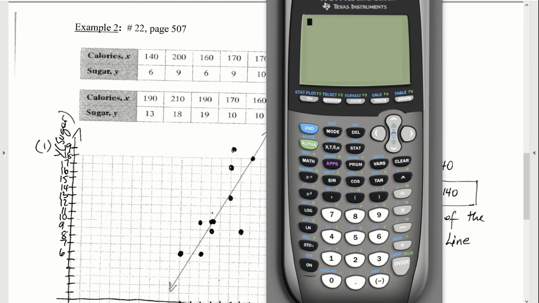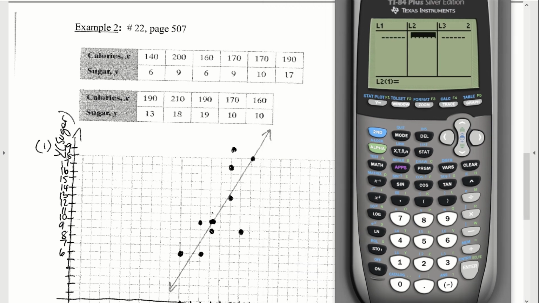So I need to input this new data set. I'm going to hit stat, edit. I want to clear off these two, so we're going to clear them off. I'll start by entering my independent variable x in the L1 column.